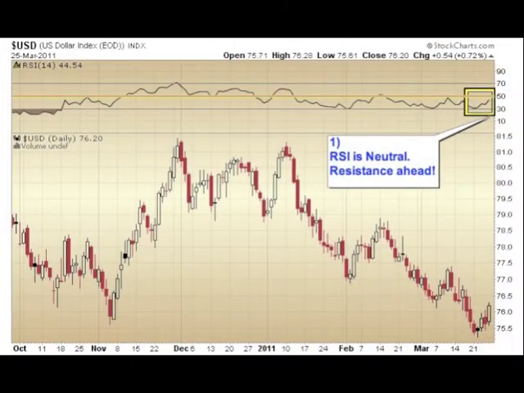And up top, the relative strength index is neutral. It's got a little resistance ahead that we pointed out. We gave this one a yellow mark as well.